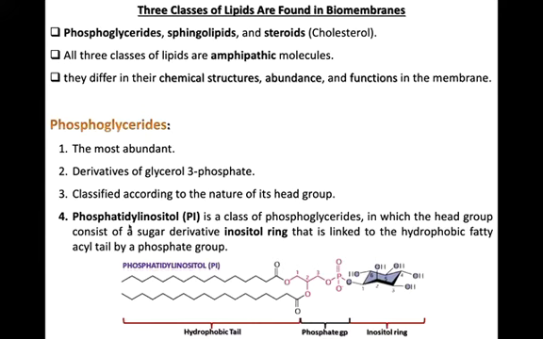PI, which is the phosphatidylinositol, is a class of phosphoglyceride. So initially we have three types of lipid: phosphoglycerides, sphingolipids, and steroids. And now we are talking about phosphoglycerides, and specifically phosphatidylinositol, which is a class of phosphoglyceride. You can see in this one the head group consists of a sugar derivative. So that's the head group, a sugar derivative, which is the inositol ring, that is linked to the hydrophobic fatty acyl tails, you can see these all are the fatty acyl tails, by a phosphate group. Here is the phosphate group.